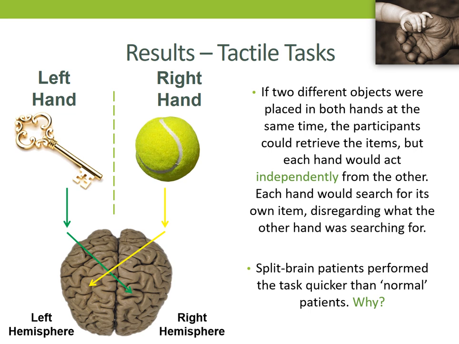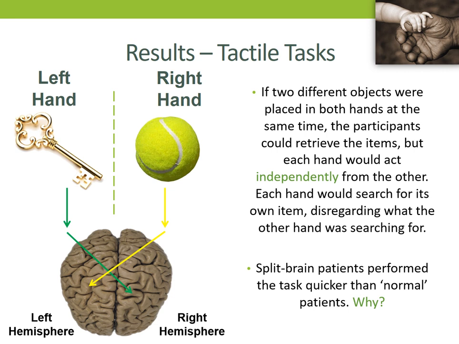I can retrieve these objects by the same hands again, but each hand would act independently from the other. So say, beyond the screen of this tachistoscope, there's a load of objects. I've held the key in my left hand and the ball in my right hand, and then they've been put amongst a load of other objects, my two hands would search independently. So my right would be searching for the ball and it could graze over that key and not know that I'm searching for it. Same with the left. The left could graze over the ball and not know I'm searching for it because my left is searching for a key and my right is searching for a ball.